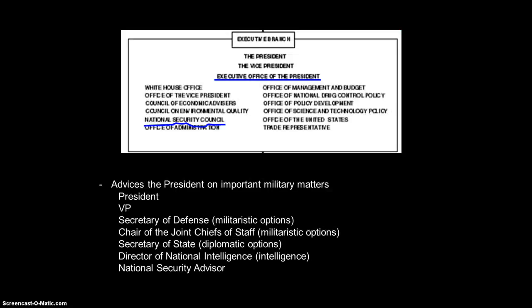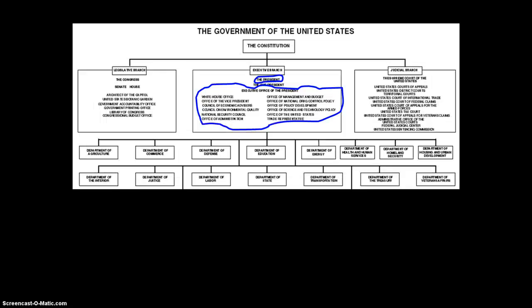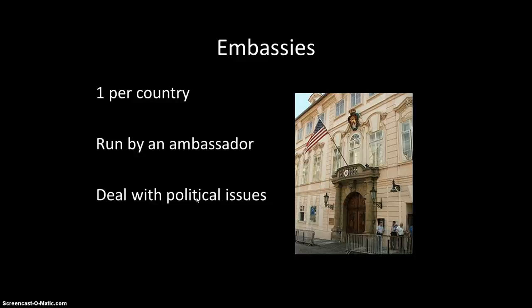Okay? So again, we have the National Security Council that would help advise the president on issues when it comes to diplomacy. But once that decision is made, the president would then go to the State Department, which takes care of diplomatic efforts. And there are ambassadors in all the countries around the world. We have 160 embassies, one per country, and they are run by an ambassador who is appointed by the president. They deal with political issues. They work with that country to help come up with ideas and compromises and treaties and any other agreements that we might need to make.